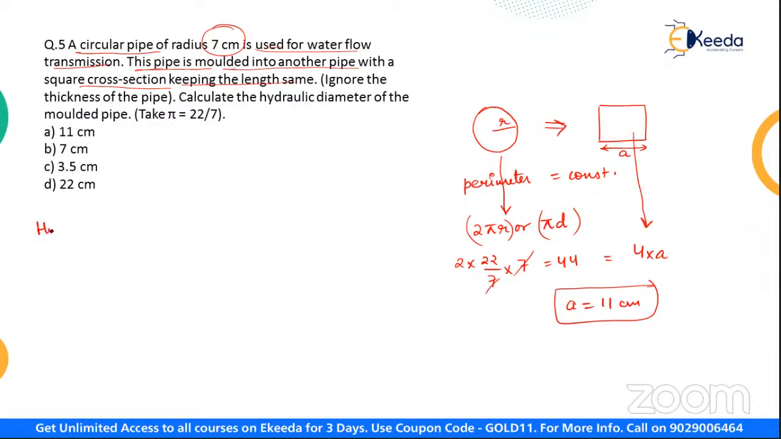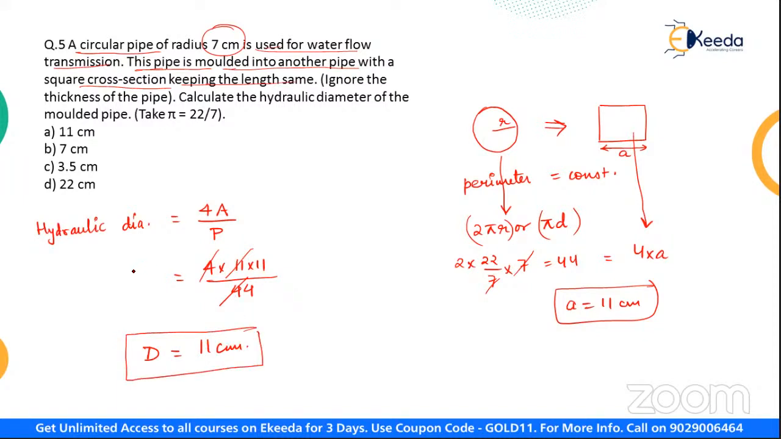Now the hydraulic diameter for the square shape is given by 4 times the area divided by the perimeter. Therefore, the hydraulic diameter, if we denote that by capital D, will be equal to 11 centimeter. Therefore, the correct option here will be option A.